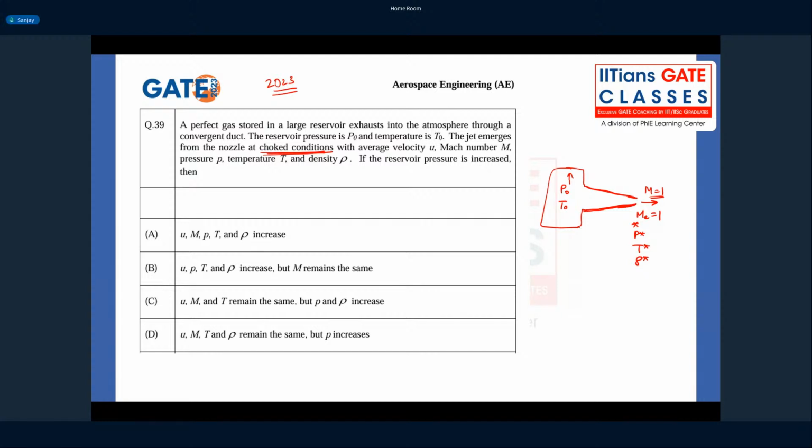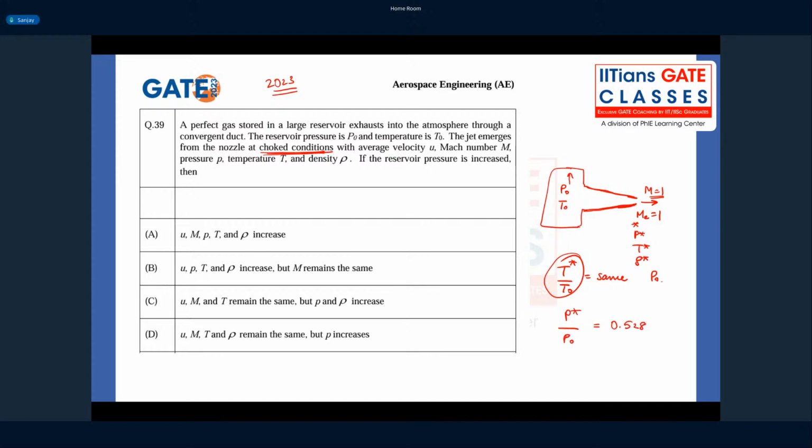Very good, Shannon. So it is going to remain choked because the temperature ratio is not changing. You are only increasing the pressure in the reservoir. So T naught is still the same, T star is still the same. So your T star by T naught is the same even after increasing P naught. Because this is the same, the nozzle is still going to be choked. Because the nozzle is choked, the P star by P naught ratio has to remain the same, which is 0.528.